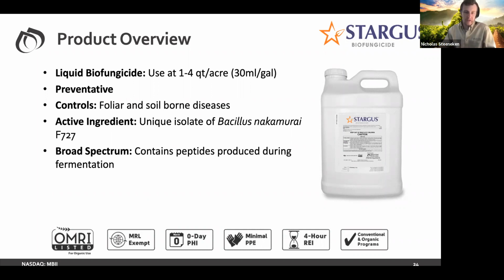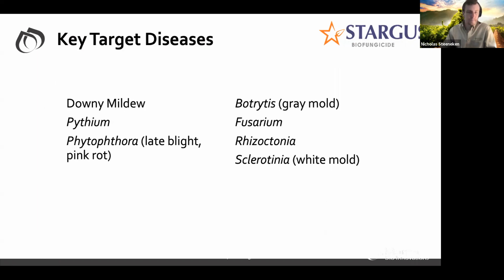It is broad spectrum, containing the peptides produced during fermentation, and which may have multiple and novel modes of action, and I'll cover more on the next slide. Like most of our other products, it is OMRI listed, MRL exempt. We have 0-day post-harvest intervals, minimal PPEs required, and only a 4-hour reentry interval. So you get flexible label scheduling, and it does have some ISR activity inside the plant, which we will cover more 3 slides from now.